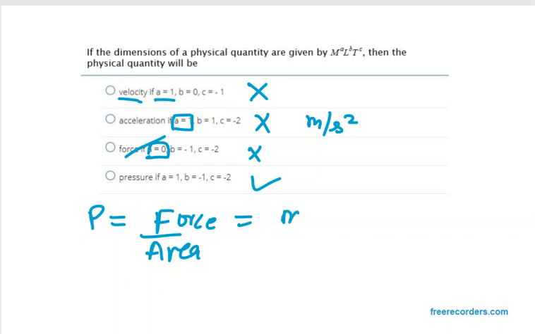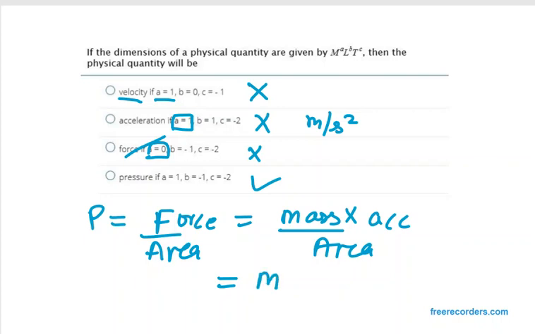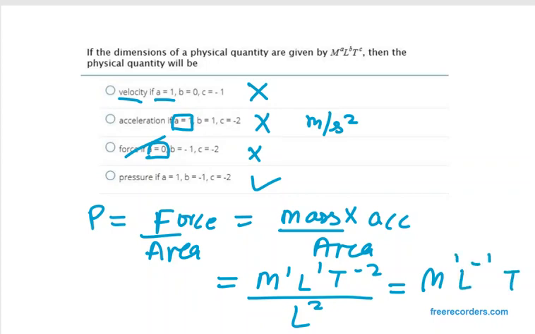Now you all know that force can be written as mass into acceleration. Okay, let's write the force one. Force is M1 L1 T minus 2 and area can be written as L square because we have length in that. So the total will be M1 L minus 1 T minus 2. So as you can see, A is 1, B is minus 1 and C is minus 2. So the correct option is the fourth one, pressure.